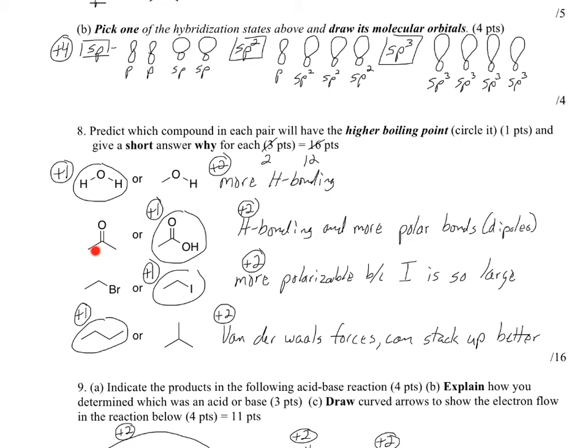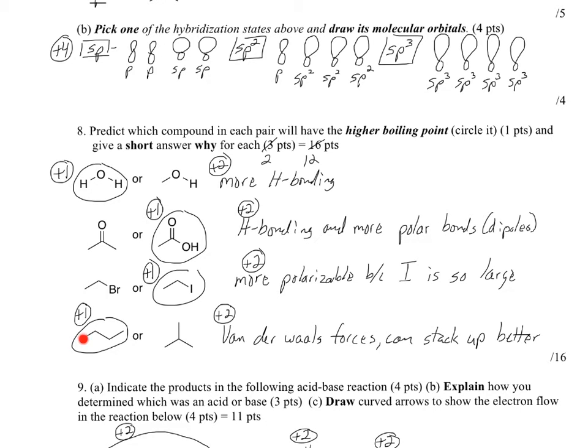Here are carboxylic acid versus acetone. Again, H bonding and more polar bonds. Bromoethane versus iodoethane, more polarizable. Iodine is such a large thing with so many electron orbitals. It's more polarizable. It's kind of a squishy ball. So it's going to create more of a dipole-dipole interaction.